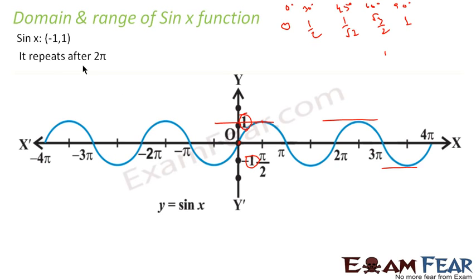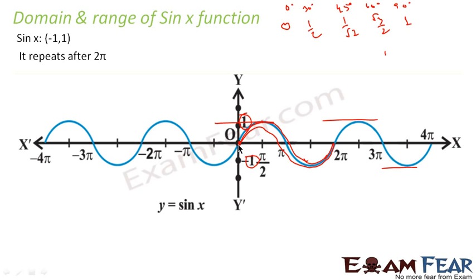Also, we notice that this repeats after 2 pi. So this is 0, this is 2 pi, and this whole thing gets repeated every time. If you copy this and paste it here, you get the same thing. If you copy this and paste it here, you get the same thing. So that means after 2 pi, this gets repeated.